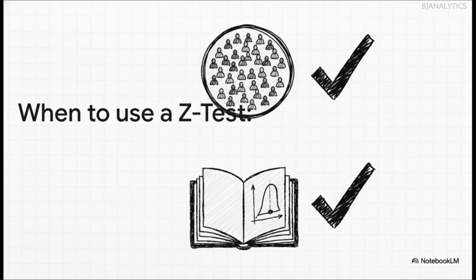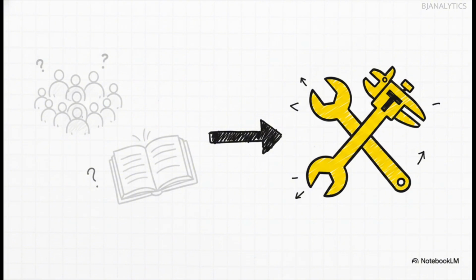So you want to use a z-test when you have a big sample size. That's really the key. But what if you don't have a big group? Well, that's where you turn to the t-test.